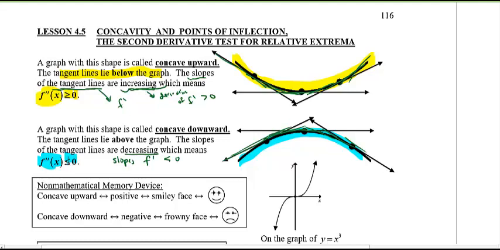Now, if you want to memorize this, instead of having this big blurb, here's another non-mathematical memory device. Concave upward, notice it's positive second derivative. Smiley face, so here's my smiley face with my two positive signs in my eyes, yay! Concaving downward, however, second derivative is negative. Frowny face, so sad. And because I'm sad, I don't want my eyes to be open, I'm going to shut them and make them a line, like that.